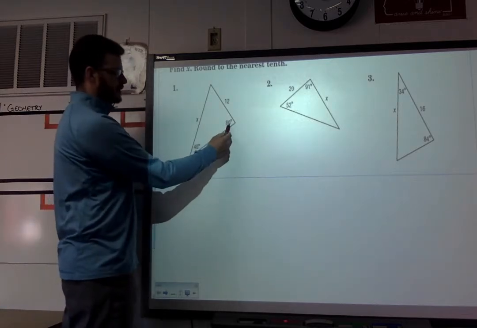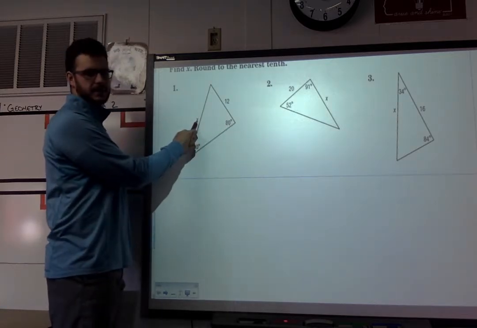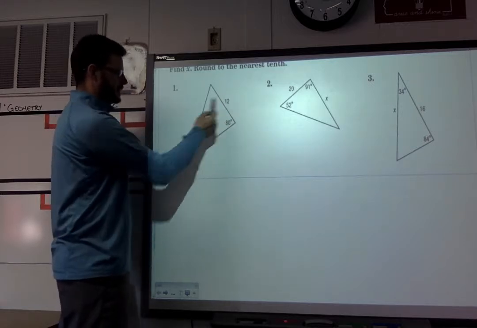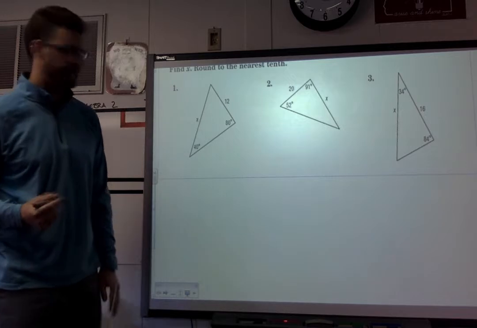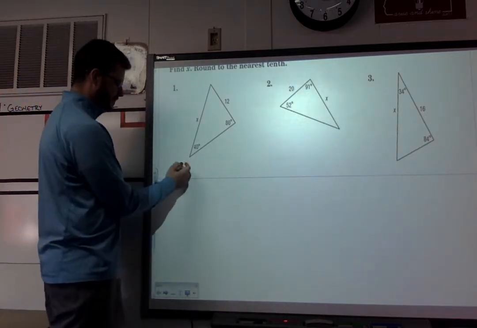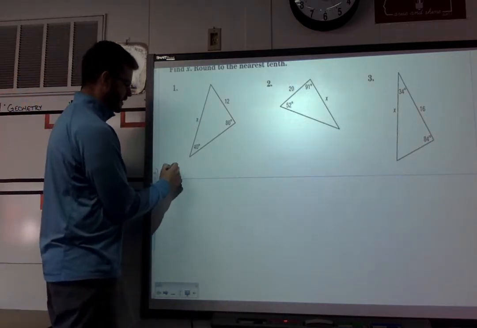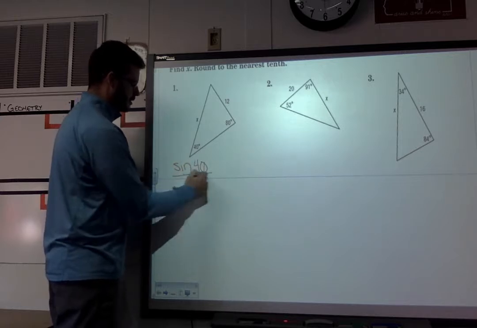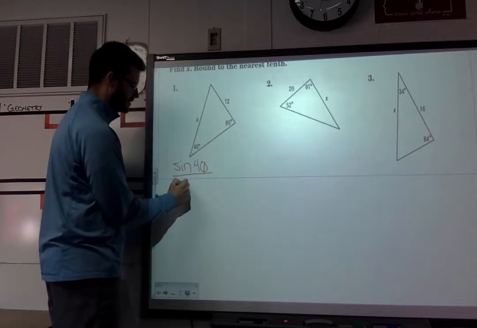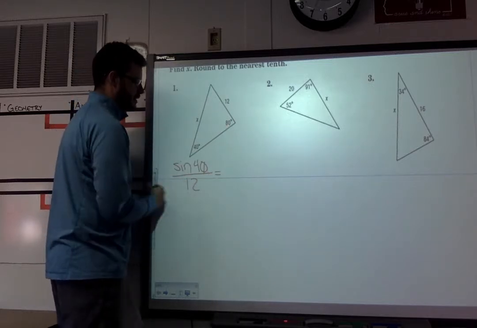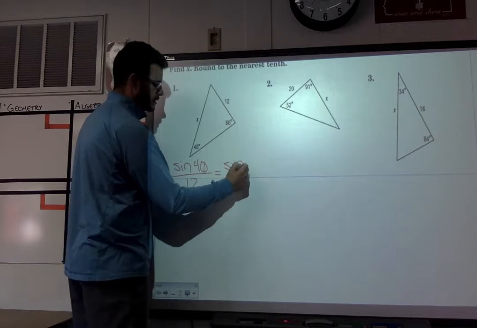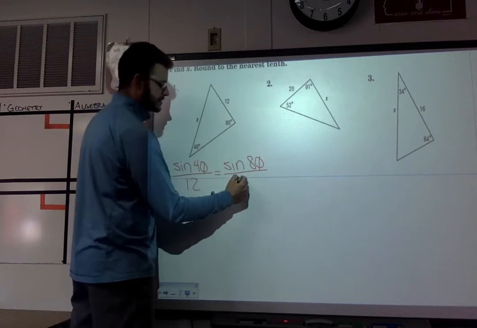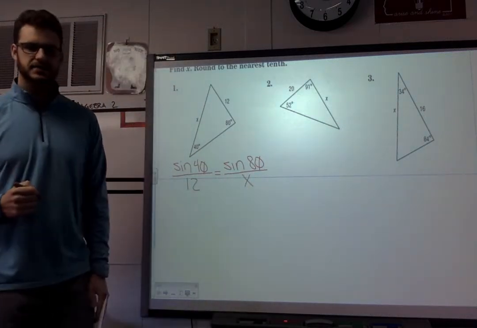So we have 80 degrees. The opposite side is x, a length of x. Then we have an angle with 40 degrees, and the opposite side has a length of 12. So what we would do in order to solve this is we would say that the sine of 40 over the length of the opposite side, which is 12, is equal to the sine of 80 over the length of the opposite side, which is x.